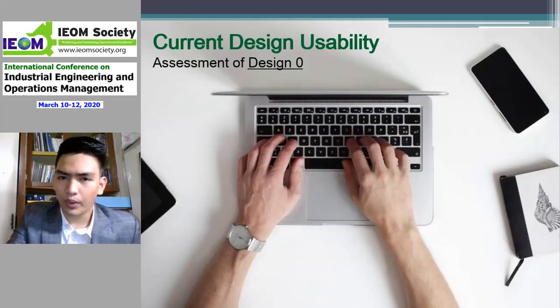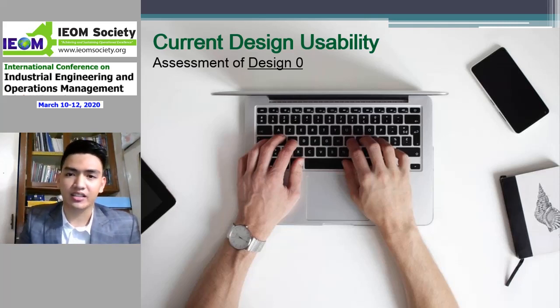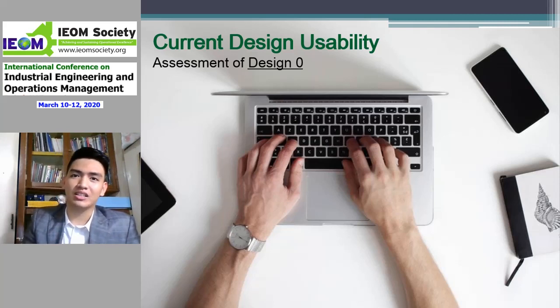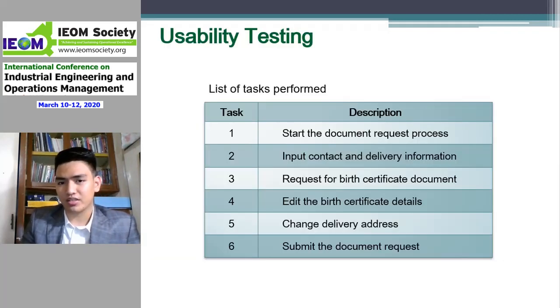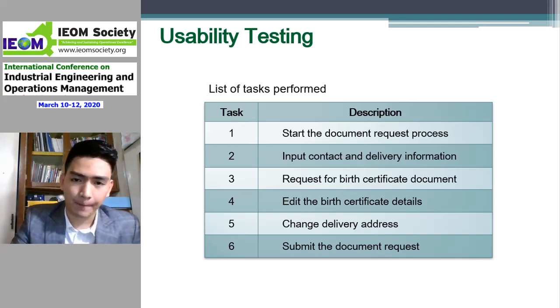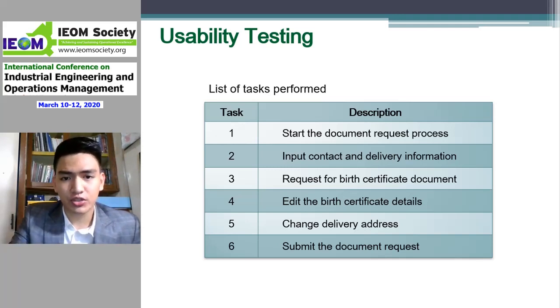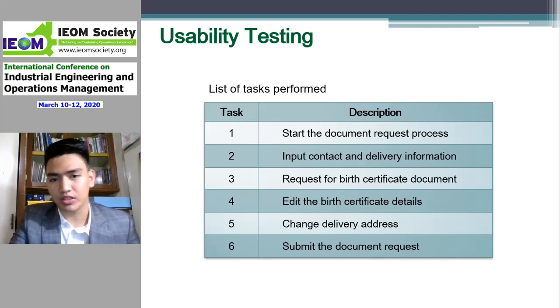Now, we will look at the usability score of the current design, which we will refer to here as design 0. Then later on, I am about to present the new design created, and we will compare their differences using the single usability metric. So how did we conduct the testing process? Here is the list of tasks performed. Basically, the procedures on requesting for a birth certificate.